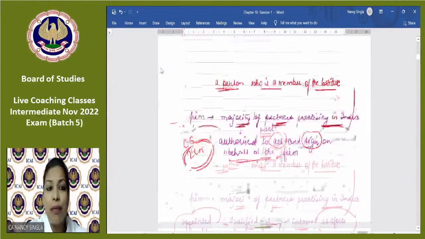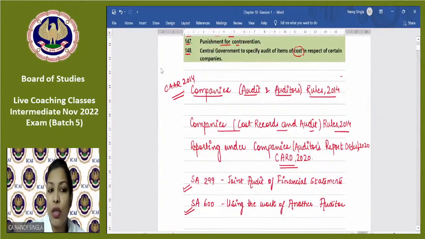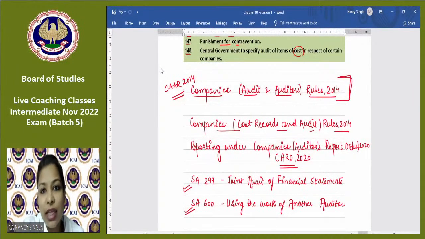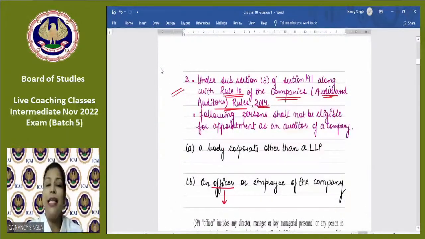Okay? If you remember, I told you before starting the class that in this chapter we will be referring to Companies (Audit and Auditors) Rules 2014. So in this entire chapter, these rules are referred to. However, with respect to cost audit, we will be referring to the Companies (Cost Records and Audit) Rules 2014. Okay? Now, disqualification. So it says that under these circumstances, a person is not eligible to be appointed as the auditor of a company. Okay?